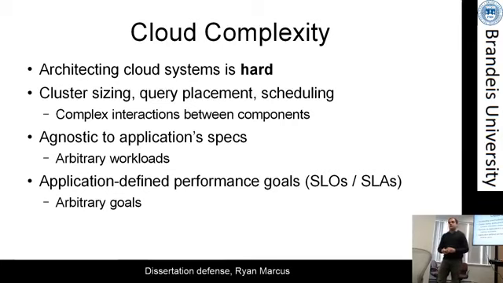So all of these complex interactions between these components exist in the cloud environment, but don't really exist in the data center environment. When we're architecting systems for the cloud, we want to have two distinct goals in mind. The first is that we want to be agnostic to the application specs. Because the cloud is allowing more and more people to use data management technology, we need to be able to handle the arbitrary workloads that come with that.